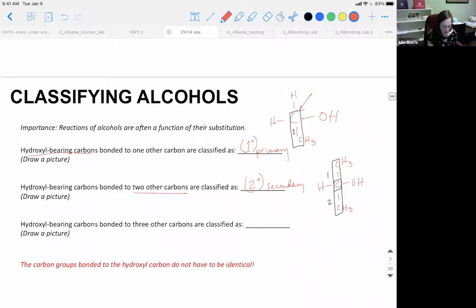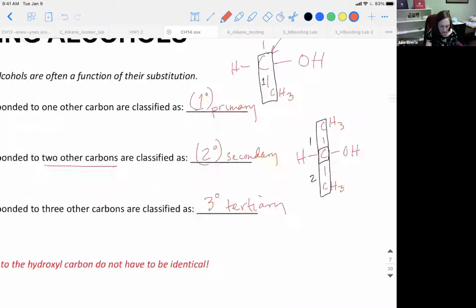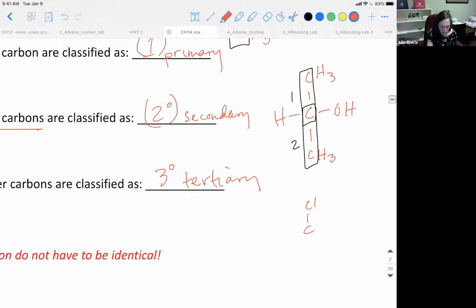Okay, let's continue with our pattern. Carbons bonded to three other carbons. We actually can't get a quaternary carbon with alcohols because one of the bonds is taken up by the OH group. So the highest we can go is tertiary. And it would look something like this. Okay, so we have one carbon-carbon bond there, 2, 3. So that's why we call it tertiary.